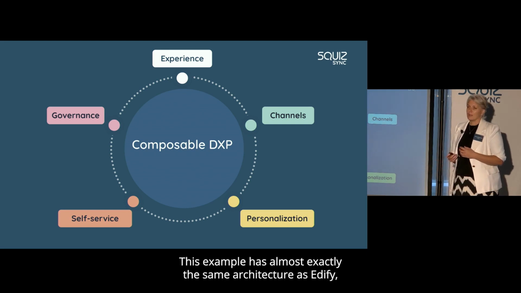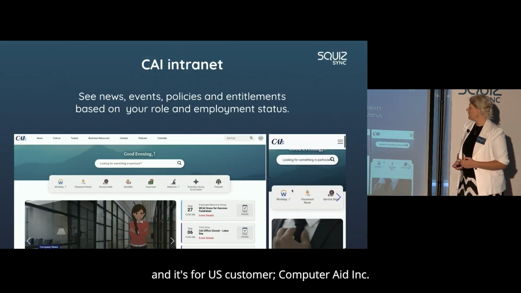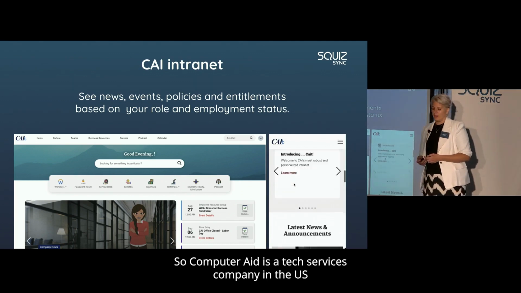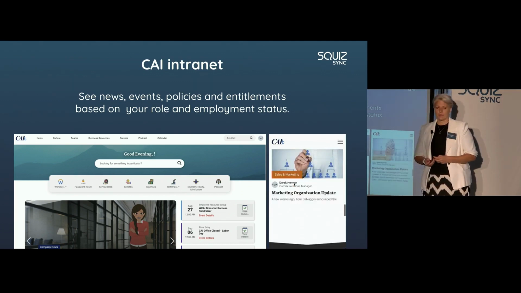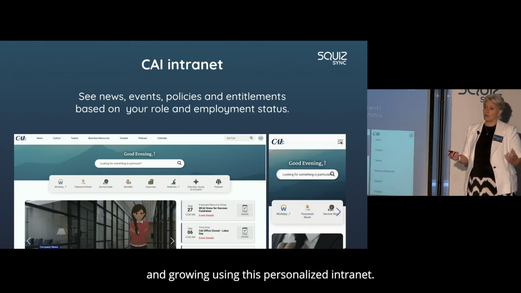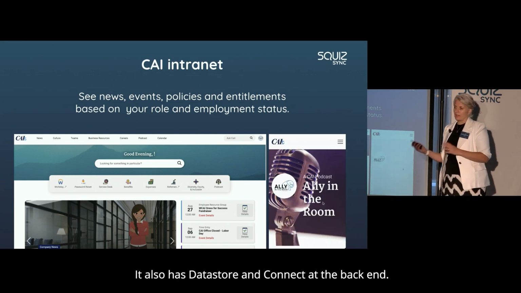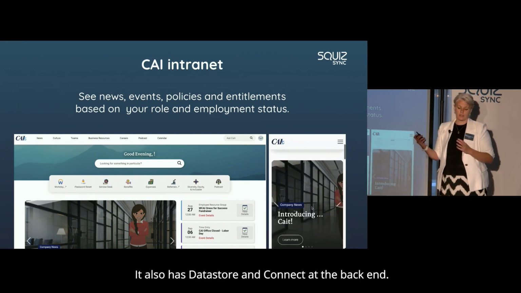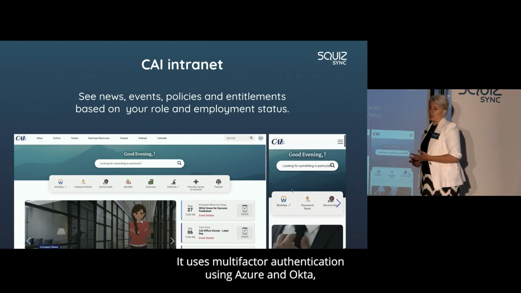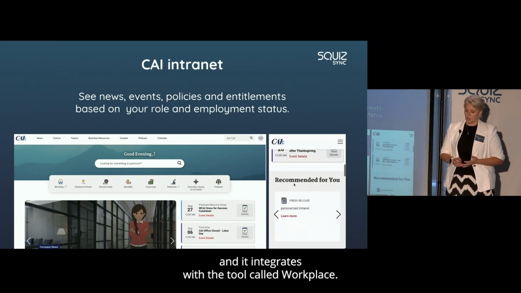This example has almost exactly the same architecture as Edify, and it's for our US customer, Computer Aid Inc. So Computer Aid is a tech services company in the US, and currently they have about 2,500 users and growing using this personalised intranet. It also has data store and connect at the back end. It uses multi-factor authentication using Azure and Okta, and it integrates with a tool called Workplace.